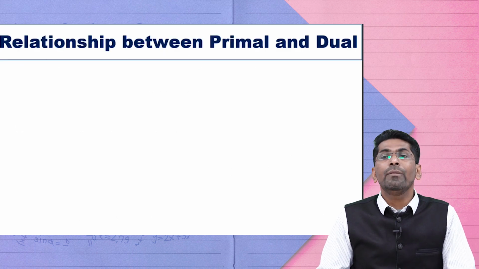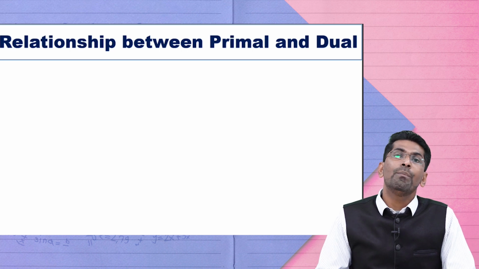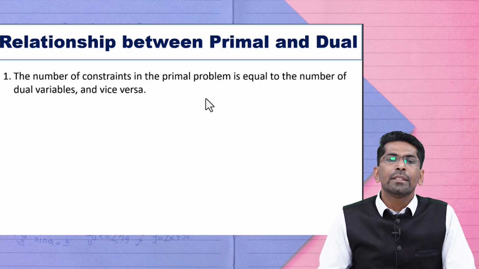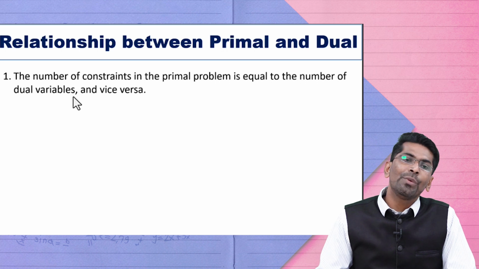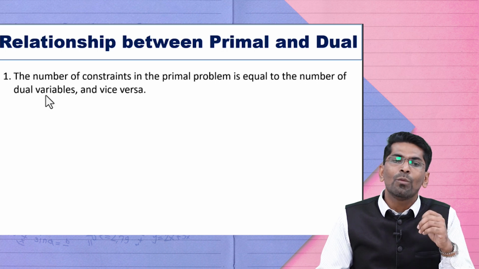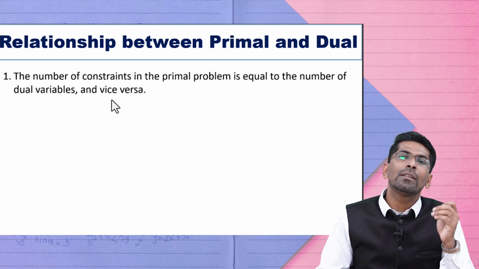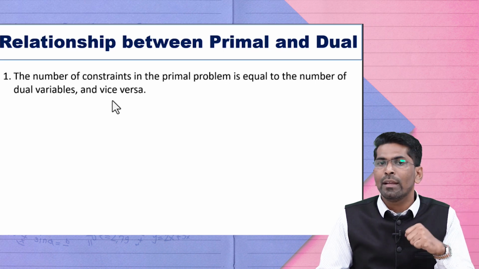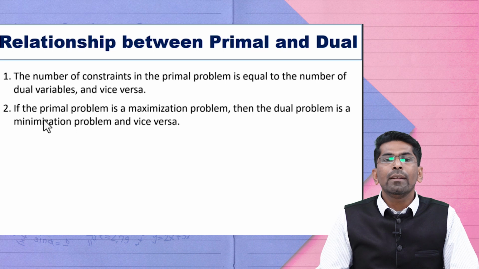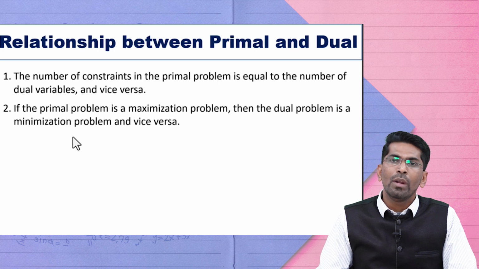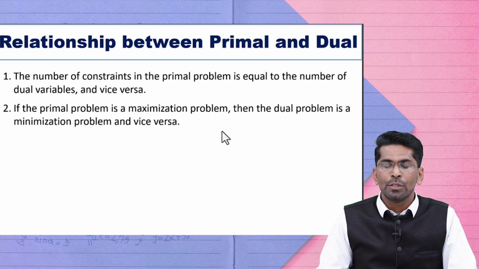Now see, we are going to check the relationship between the primal and dual. The first point is the number of constraints in the primal problem is equal to the number of variables in the dual, and vice versa; the opposite can also be considered. This is the first relationship. Now the second relationship says that if the primal problem is a maximization problem, then the dual problem will be minimization. Similarly, if the primal problem is a minimization problem, then the dual problem will be a maximization problem. So this is another relationship.